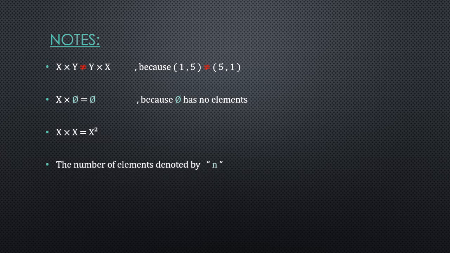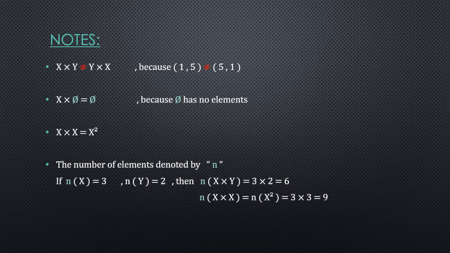The number of elements denoted by n, like if number of elements of the set x equals 3 and number of elements of y equals 2, then number of elements of x product y equals 3 multiply 2 equals 6, and number of elements of x product x equals number of elements of x squared equals 3 multiply 3 equals 9, and number of elements of y product y equals number of elements of y squared equals 2 times 2 equals 4.